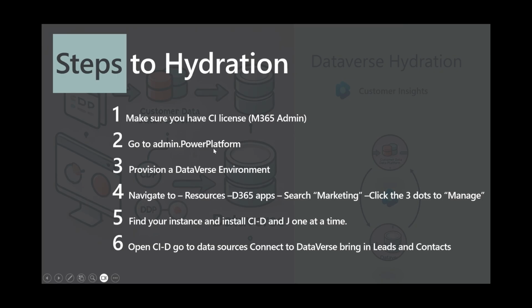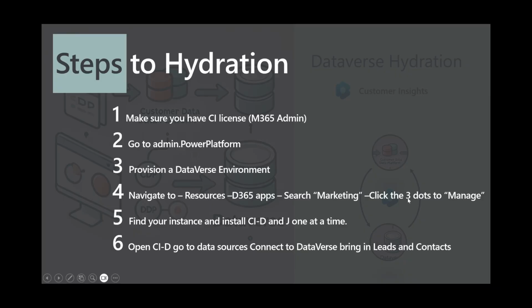Step 2 is go to the admin Power Platform, provision a Dataverse environment, navigate to resources, Dynamics 365 apps, and you go up to the search and you search for marketing. You'll see one of the marketing apps. It'll say D365 Marketing, and you'll click the three dots and you click manage. Then that will bring up this provisioning page for CID, CIJ. Click install CID, click install CIJ. You have to do them one at a time. It'll be grayed out so it won't let you do it together.